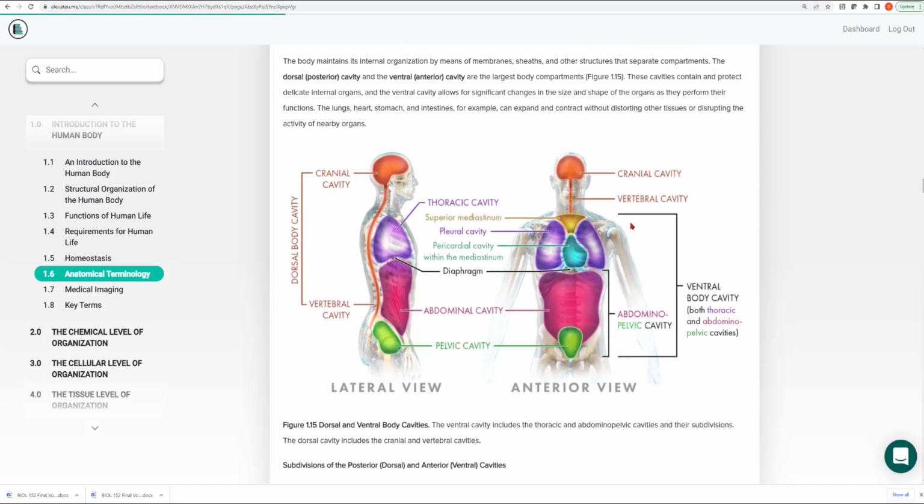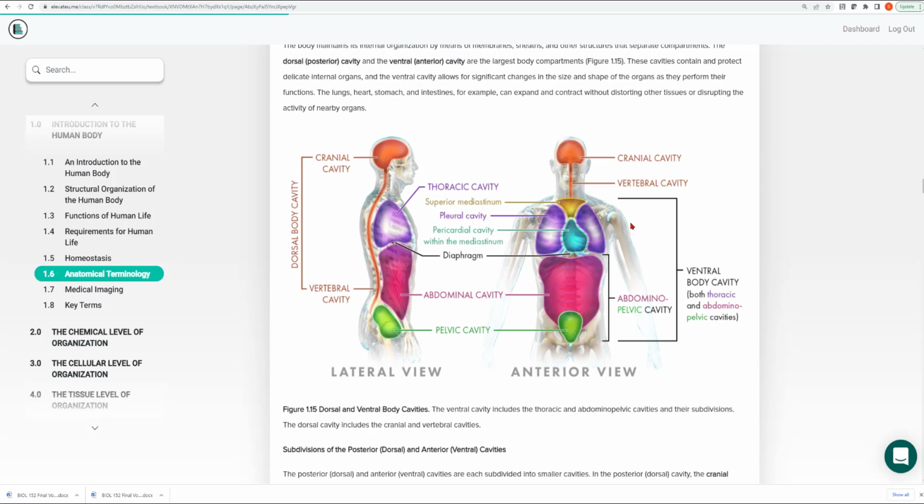So that is how to name structures on the outside of the body. That is how to imagine slicing through the body. Let's now slice into the body and see what we see.